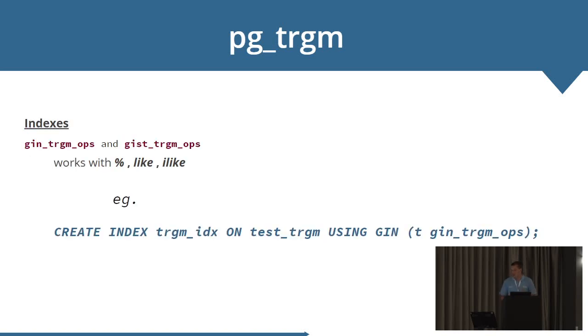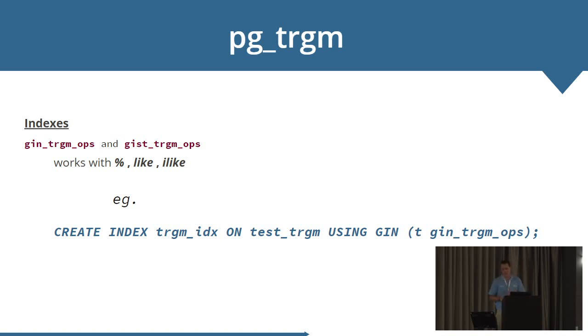So now the next one is you can actually add a GIN or a GiST index on your column, or multiple. You can add multiple columns in your index. So let's say you have a table with a name, surname, and an ID number. Then you can add a trigram index using GIN, and then your field name, so you would have name gin_trgm_ops, comma, surname gin_trgm_ops.